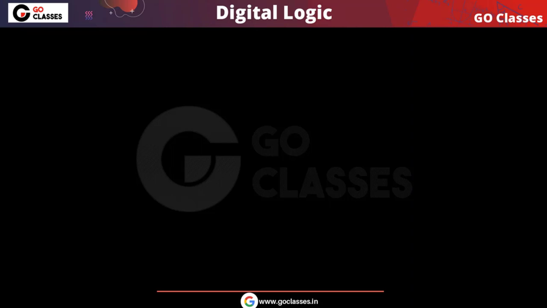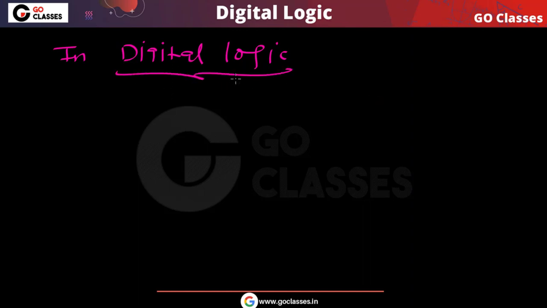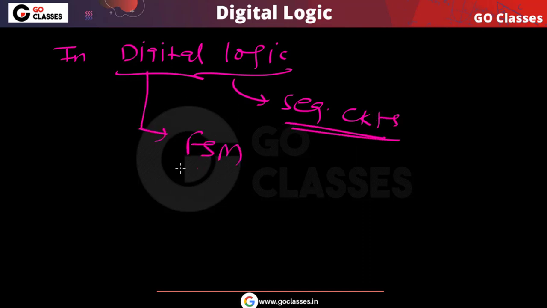Now you can notice that the finite state machines that we want to study are basically transducers. In digital logic, we are not interested in languages. In theory of computation, we study languages, strings, and all these things. But in digital logic, we are interested in sequential circuits. So the FSMs that we study in digital logic are basically sequential circuits.